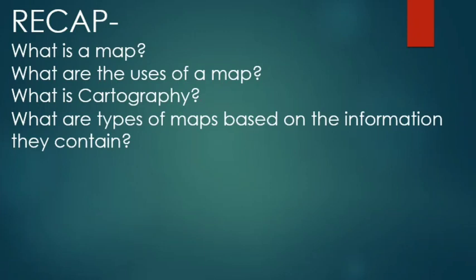Here we have three types of maps based on the information that they contain: physical maps, political maps, and thematic maps. What are physical maps? Maps showing natural features or relief features of the earth, such as mountains, plateaus, plains, rivers, lakes, oceans. These types of maps are called physical maps. Whereas political maps show us boundary lines of towns, cities, villages, different states of a country and different countries of the world. So these maps are called political maps.